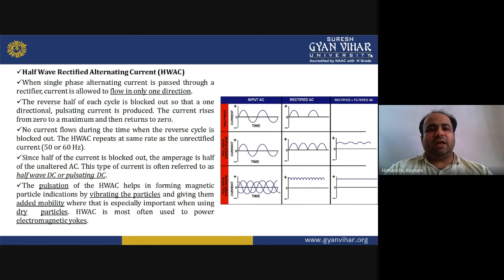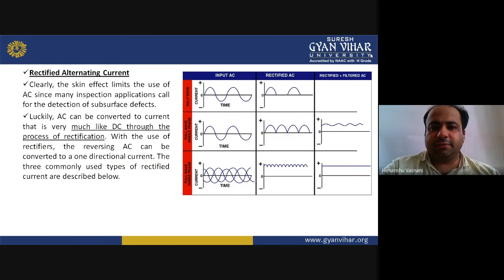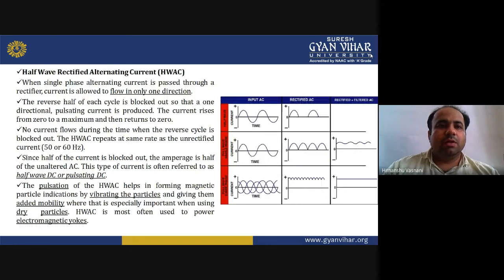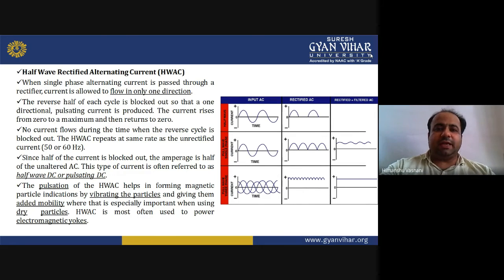Like when you say the half wave rectified alternating current, you can say HWAC. So they say that when a single phase alternating current is passed through a rectifier, the current is allowed to flow only in one direction. So the reverse half of each cycle is blocked out.